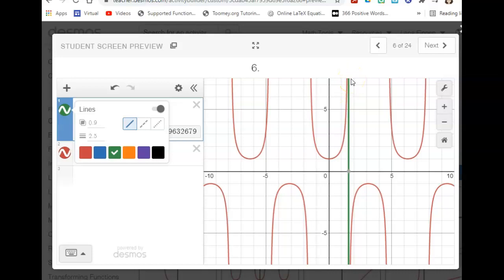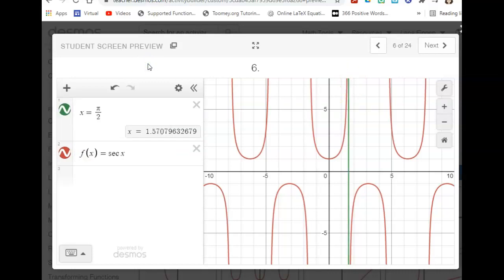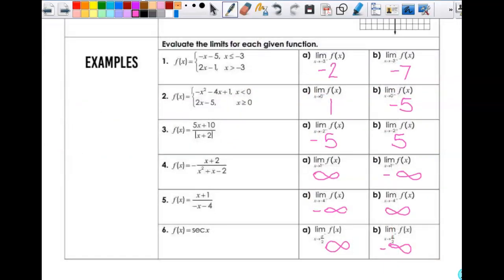The other thing is there's a slider sometimes on them, which I'll show you in just a little bit. All right. So that's number 6. Did we write this down? So yes. All right. Let's look at the next part then.